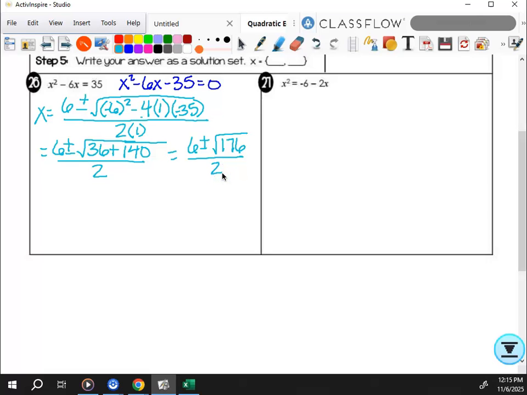176 is not a perfect square. Your calculator is not going to simplify the square root for you, but it can help you. So if I want to simplify the square root of 176, I know it's even, so I can divide by 2. This will be 2 times what? 88. And then 88 can be 8 times 11. 8 can be 4 and 2. And then 4 can be 2 and 2.